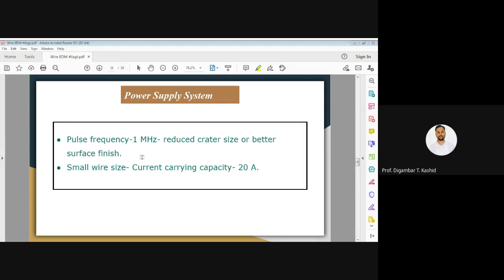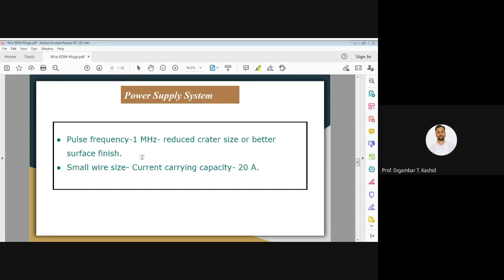The current we are going to use in this wire cut EDM should be in the range of 1 megahertz. The same point is written here: frequency of the current in the range of 1 megahertz is used. This is the pulse frequency. Because of this high frequency, the crater size reduces, and your accuracy and surface finish get improved. So the crater size is very small in the case of wire EDM.